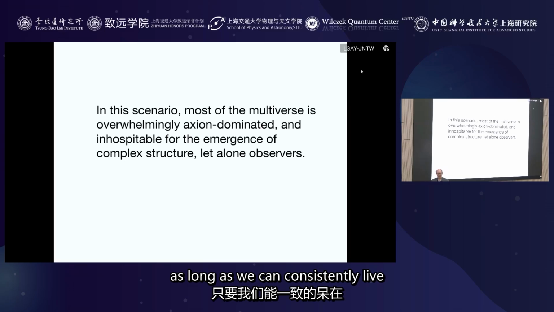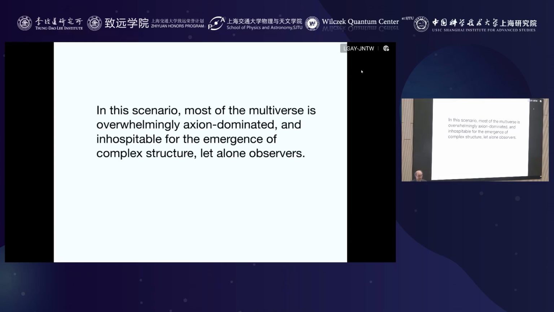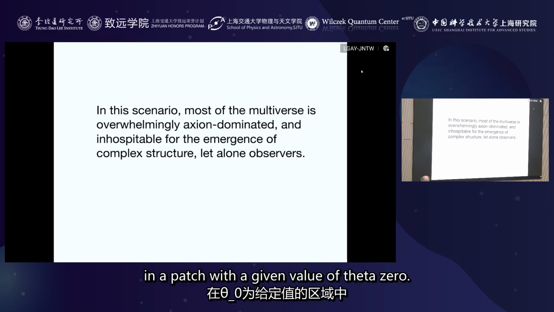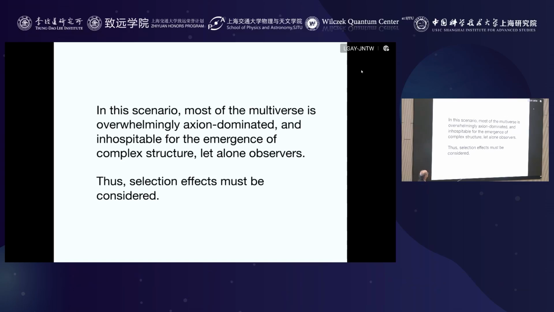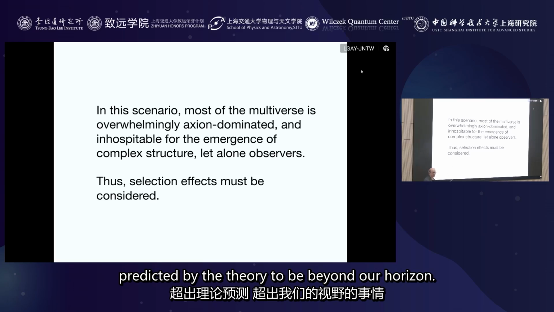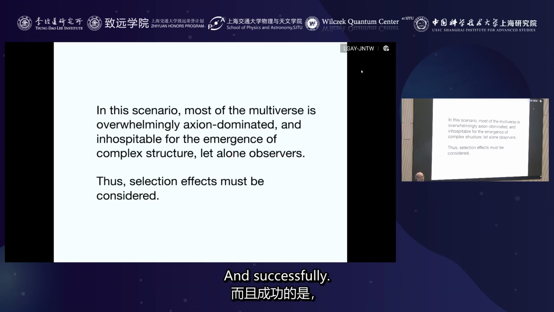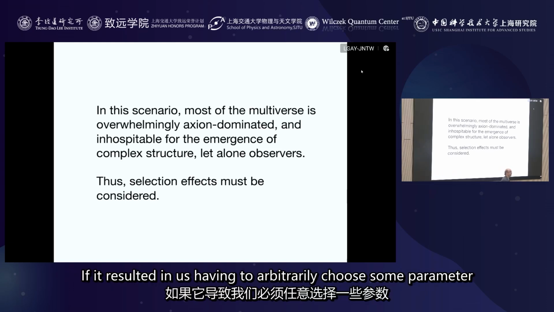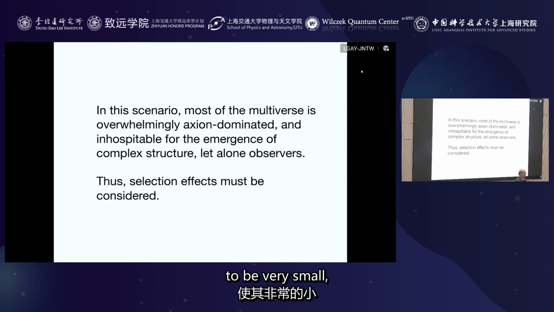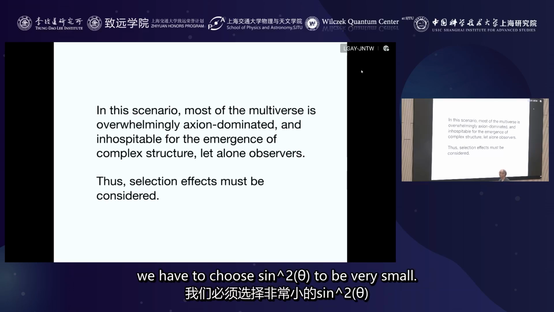As long as we can consistently live in a patch with a given value of theta 0, logically, we don't have to concern ourselves with those things which are predicted by the theory to be beyond our horizon. And successfully, we haven't seen them. Now, that's not a very satisfying kind of argument if it resulted in us having to arbitrarily choose some parameter to be very small. We had to choose sine squared theta to be very, very small.